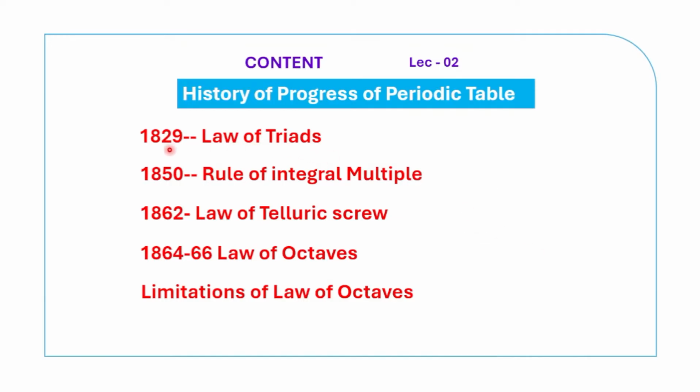So we will start with Law of Triads, which came in 1829. Then in 1850, we got to know rule of integral multiple. Then in 1862, Law of Telluric screw came. Then in 1864 to 66, in this range, Law of Octaves came. And after that, we will discuss about the limitations of Law of Octaves.